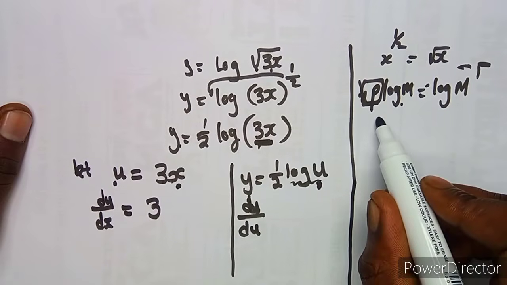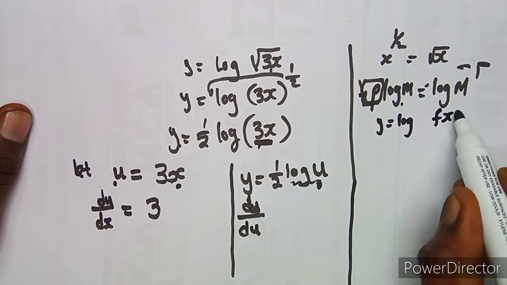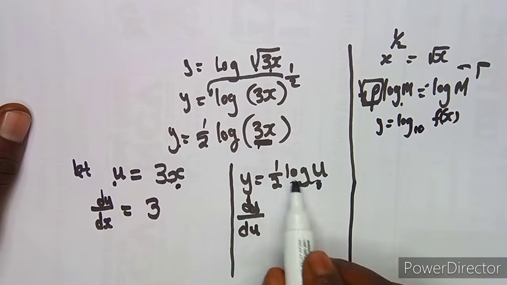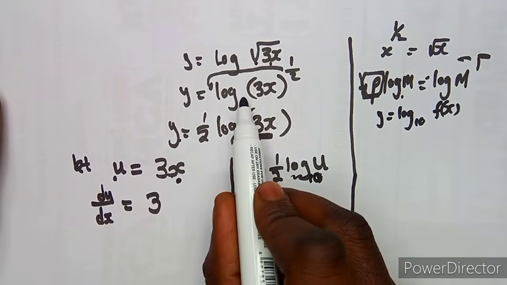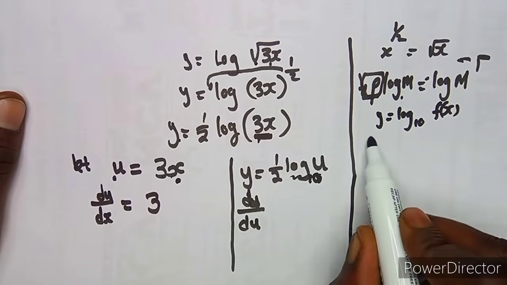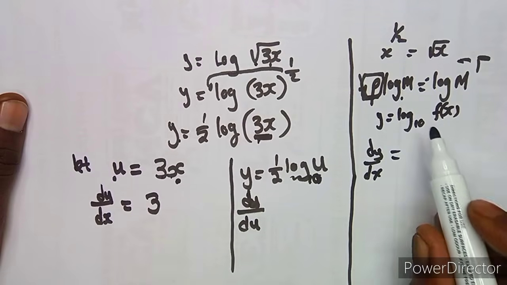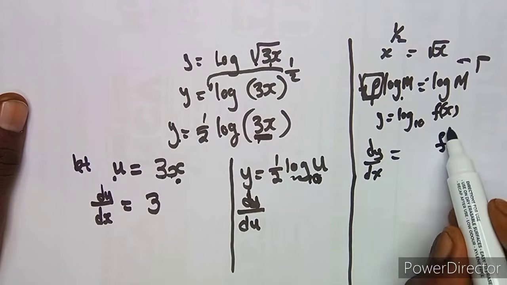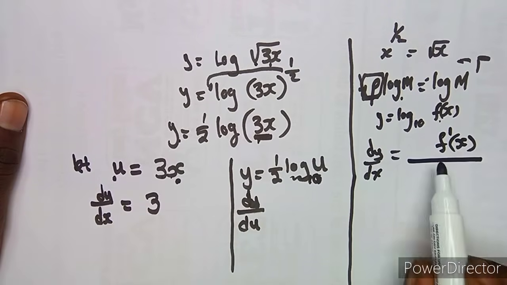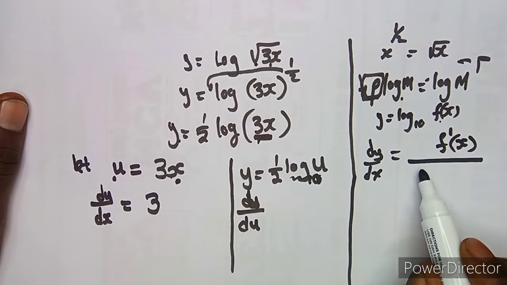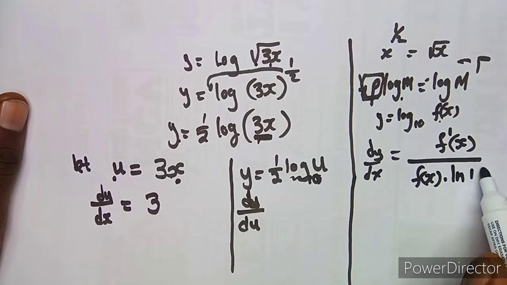If you are given that y is equal to log f of x in base 10, and the base is not given, it means you are in base 10. So dy/dx, the derivative, is going to give you the first derivative of f of x, f'(x), over ln 10 times f of x.